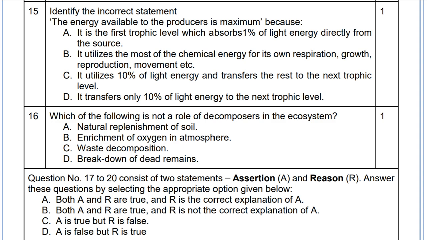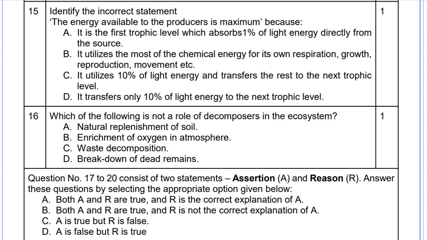C. It utilizes 10% of light energy and transfers the rest to the next trophic level. D. It transfers only 10% of light energy to the next trophic level. Correct answer is C. It utilizes 10% of light energy and transfers the rest to the next trophic level.